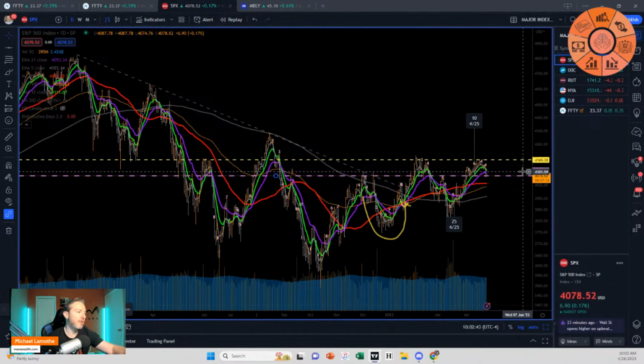So what do we do in these kinds of scenarios? Well, what do I do in these kinds of scenarios? I allow the stocks themselves to dictate what I'm going to do and what trades I'm going to take. If I find high quality, what I consider to be A-level setups, then I'll take those trades. If not, then I'll continue to sit and wait.